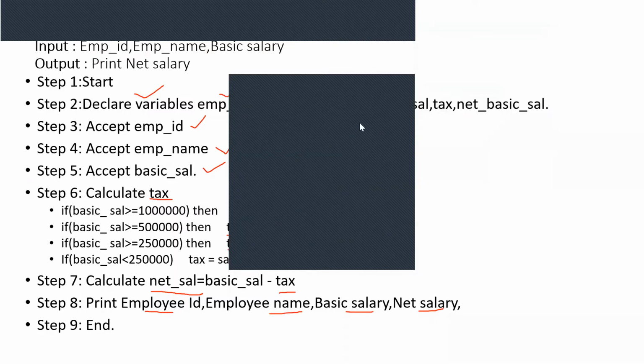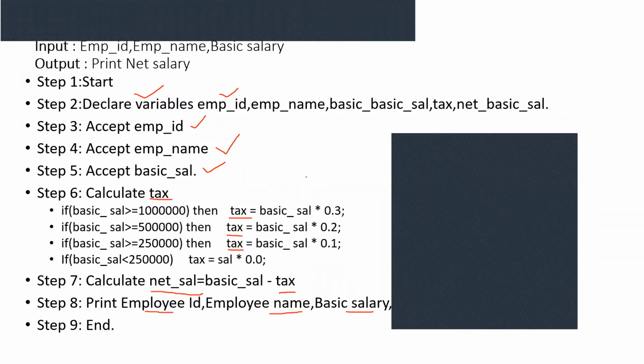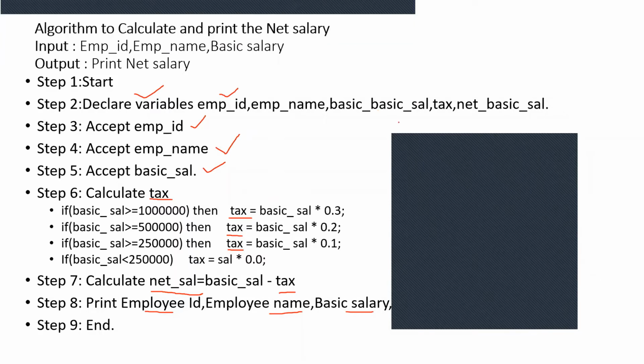Then employee name, character array. Character spelling also you are making mistake. Character array of size 15, right? You can give first name. Then basic salary, net salary, tax and all. Float, correct. So tax, everything you can give it as float.